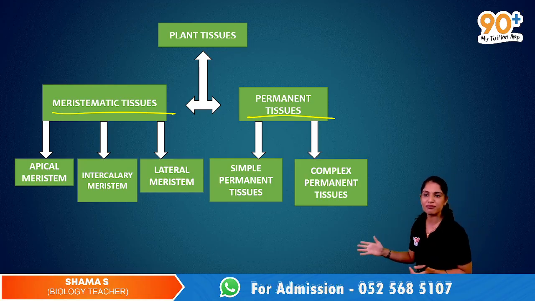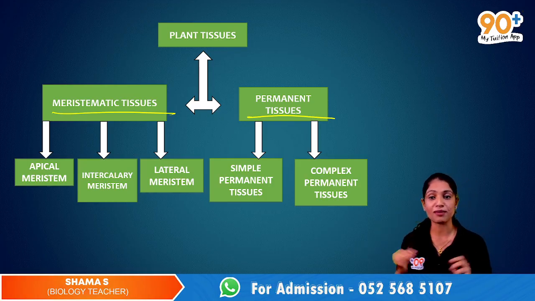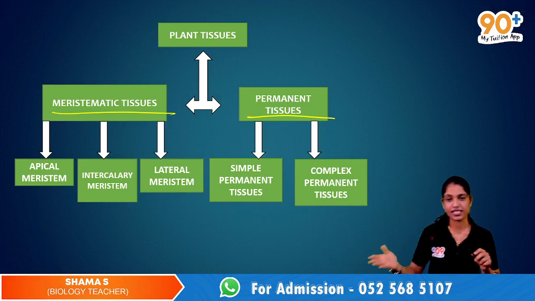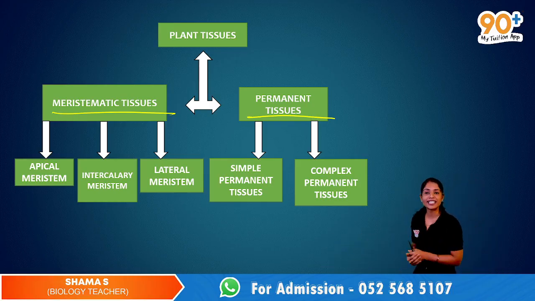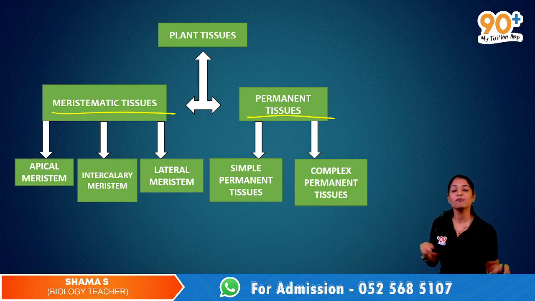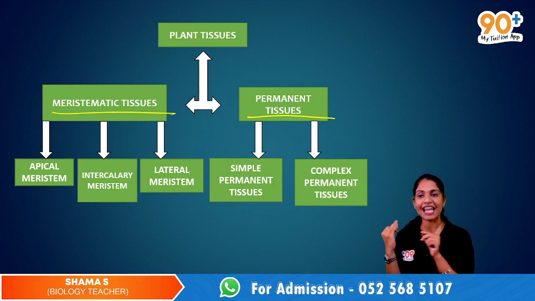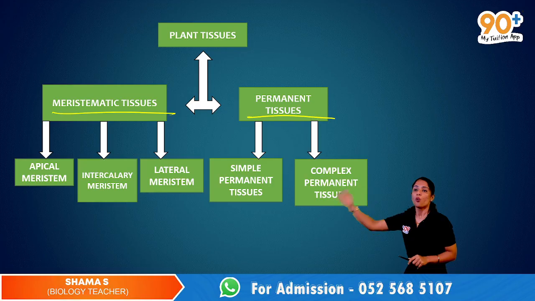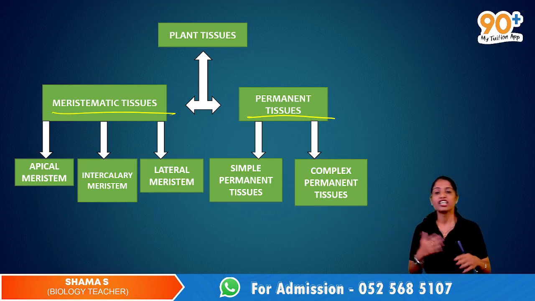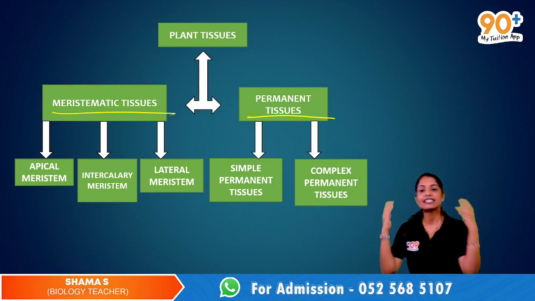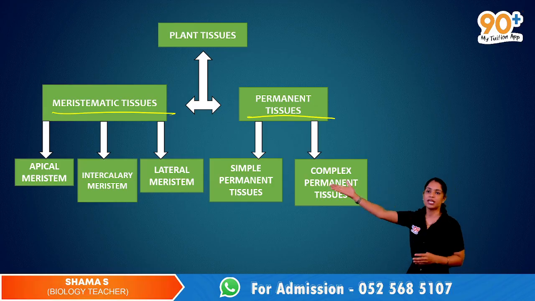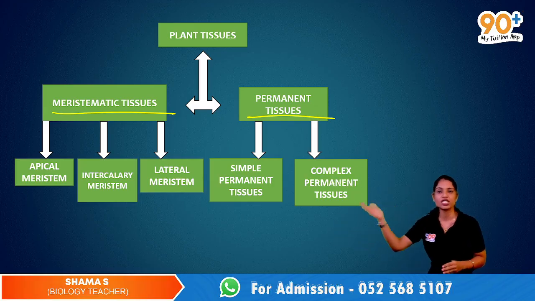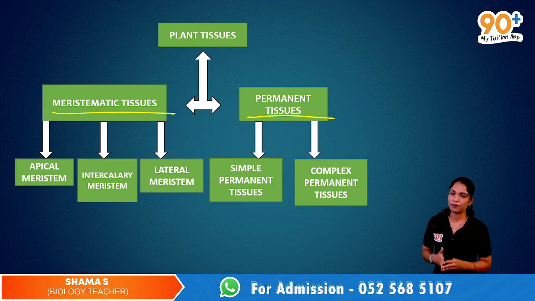Under meristematic tissue we have apical meristem, intercalary meristem and lateral meristem. Now the other one is permanent tissue. When the meristematic tissue differentiates and it loses its ability to divide, it becomes the permanent tissue. So under permanent tissue we have simple permanent tissue and complex permanent tissue.